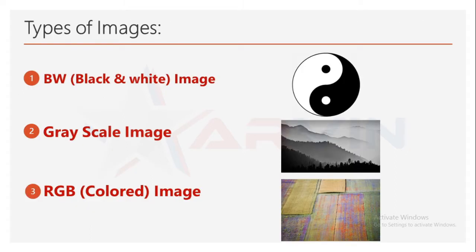Now we talk about the types of images. Basically we have three types of images. First one is black and white. In a black and white image only two colors exist, that is black and white. Second type is the grayscale image. A grayscale image is a combination of black and white. Third and last type is the colored image, also known as the RGB image.